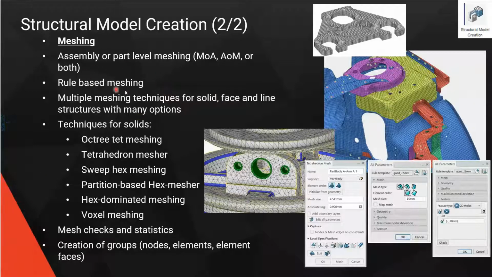It uses rule-based meshing, multiple meshing techniques. You can make an octree tet meshing, tetrahedron meshing, sweep hex meshing, partition-based hex mesher. All of these different mesh body methods can suit you in your industry as you choose. So great stuff, very powerful. This is a tetrahedral mesh. You have a great deal of control of how you actually want your body to mesh. The parameter control is very, very exciting.